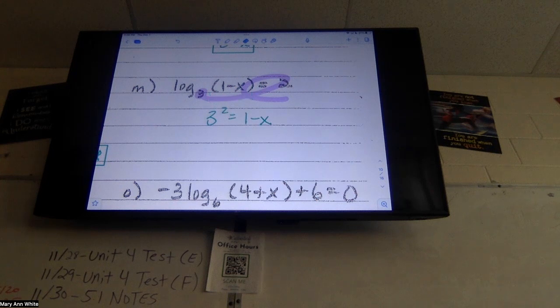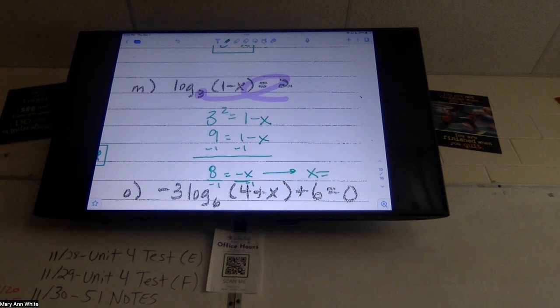Okay, don't be confused. Just do what we've been doing. You good so far? Log roll's good. What's 3 squared? 9. 9 equals 1 minus x. Good, minus 1 from both sides, I get 8. And then, like Ava said, we've got this negative in front of the x. I've got to say x equals negative 8.